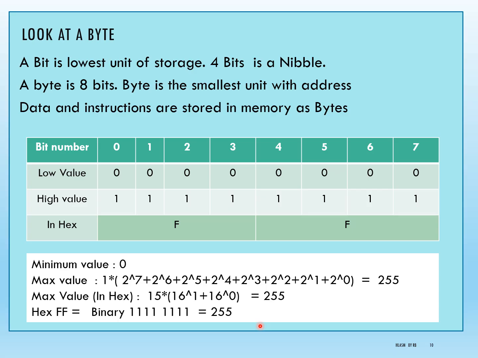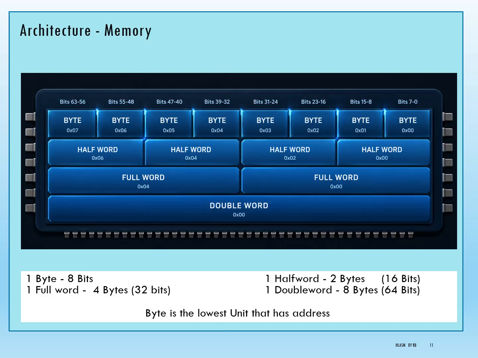This is a very important minimum concept you should know. The maximum value in a byte is 255. There are 8 bits and it is known as FF, or 2 nibbles, right? FF or 8 ones or 255.